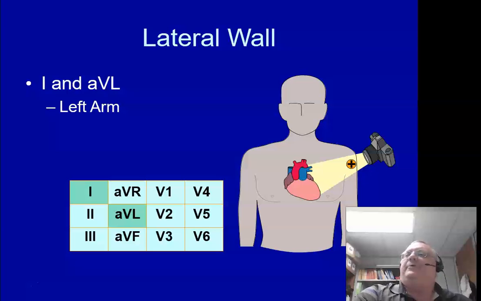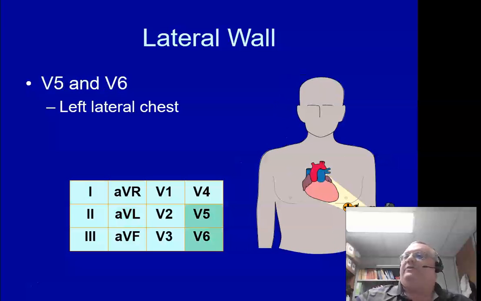So the upper laterals are your 1 and aVL, okay? And versus the lower laterals are the V5, V6. It's a little bit of different camera views. So if you can remember, this is lower, this is lower, this is upper, and that one's upper, but they're all lateral, okay?